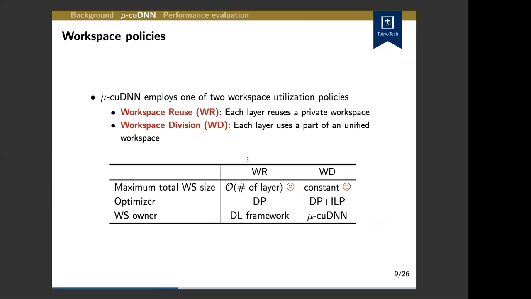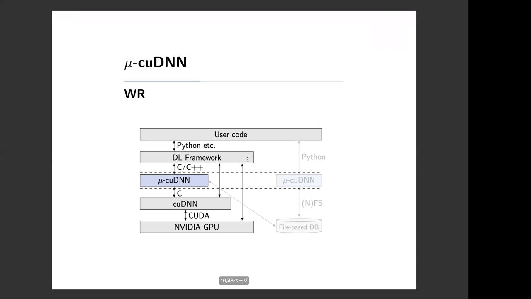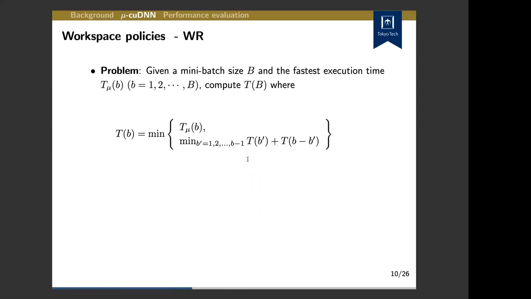Both have pros and cons, but the problem of workspace reuse is that it may cause memory overflow in some frameworks because the total workspace size can be on the order of the number of layers. But workspace division is safe because the total workspace size is controllable. So I explain workspace reuse first and then workspace division.